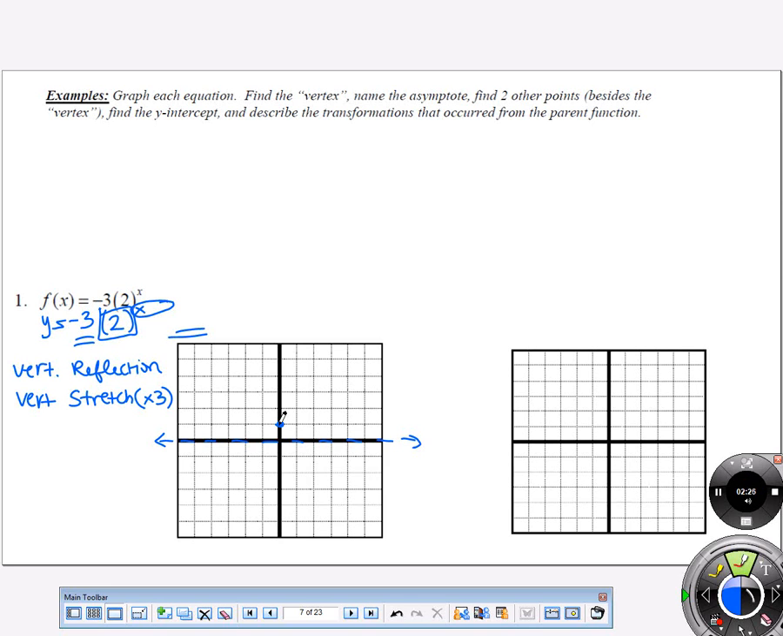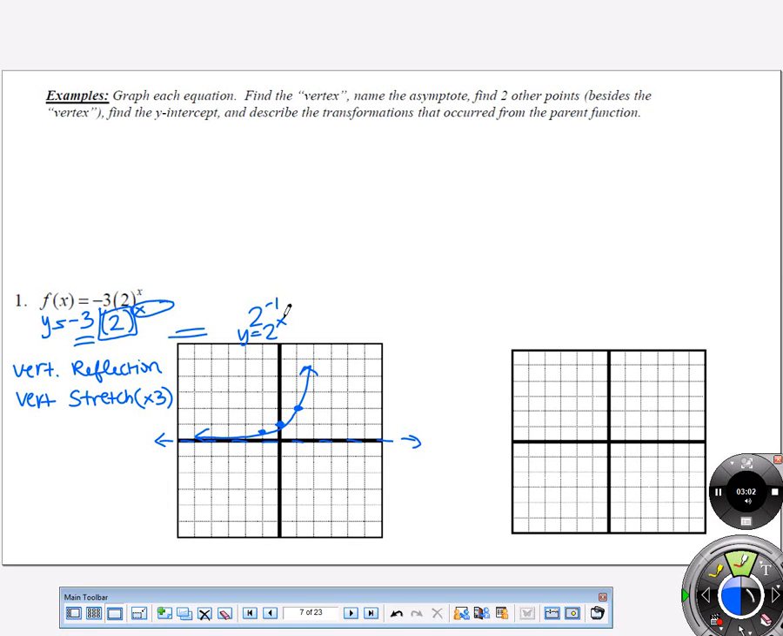So when we plug in 1, 2 to the first power is just 2. And what about when we plug in -1? What's 2 to the power of -1? What does it equal? 1/2. Okay? So then you have 3 points to start with. You know your curve looks something like this. That's just my parent function. So I graphed this as my parent function.